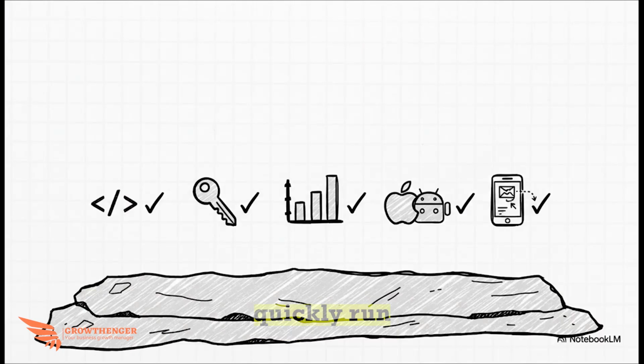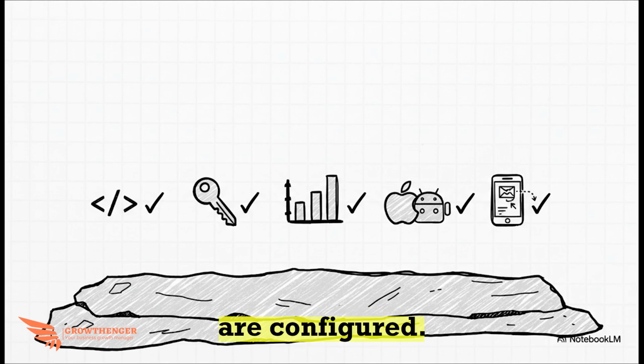So, let's just quickly run through our final checklist one more time. We've got the latest SDK installed, our app ID and client token are configured, we've implemented our key events with value parameters, we've handled all the platform specifics for both iOS and Android, and we've set up deferred deep linking. These 5 checks, they really are the bedrock of a truly measurable and effective app advertising strategy.